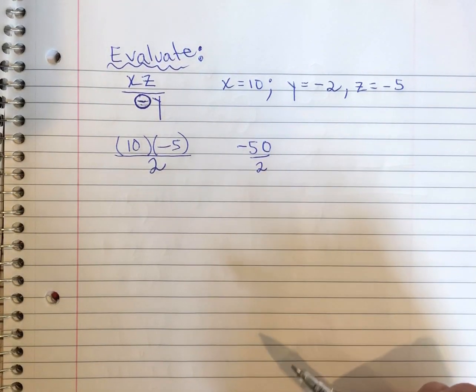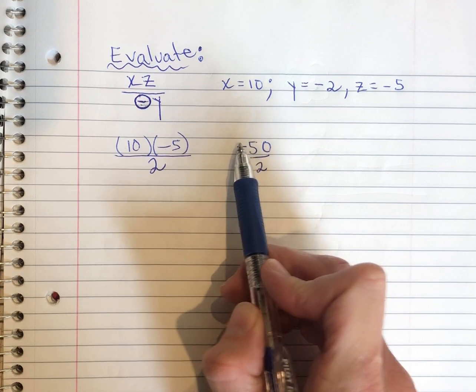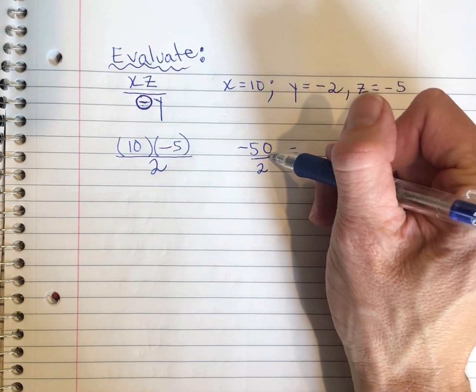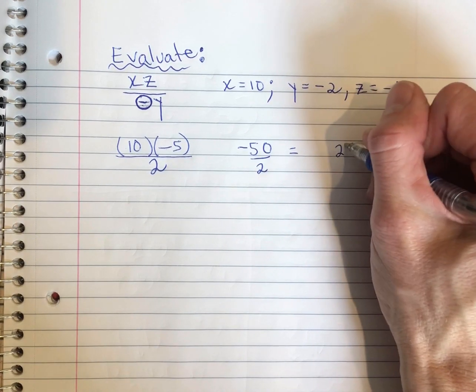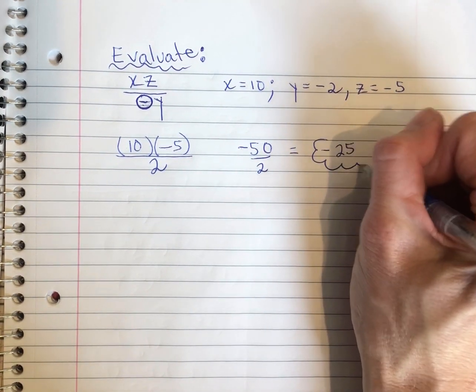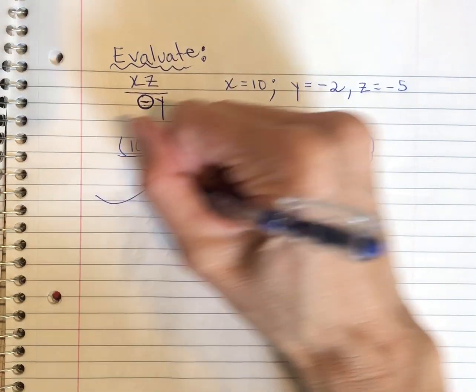Okay, so let's pick up where we left off. So the opposite of a positive is a negative 50. Now we can solve the division. 50 divided by 2 is 25, and the opposite of a positive is a negative. Okay, let's just try one more, and then we can be done.